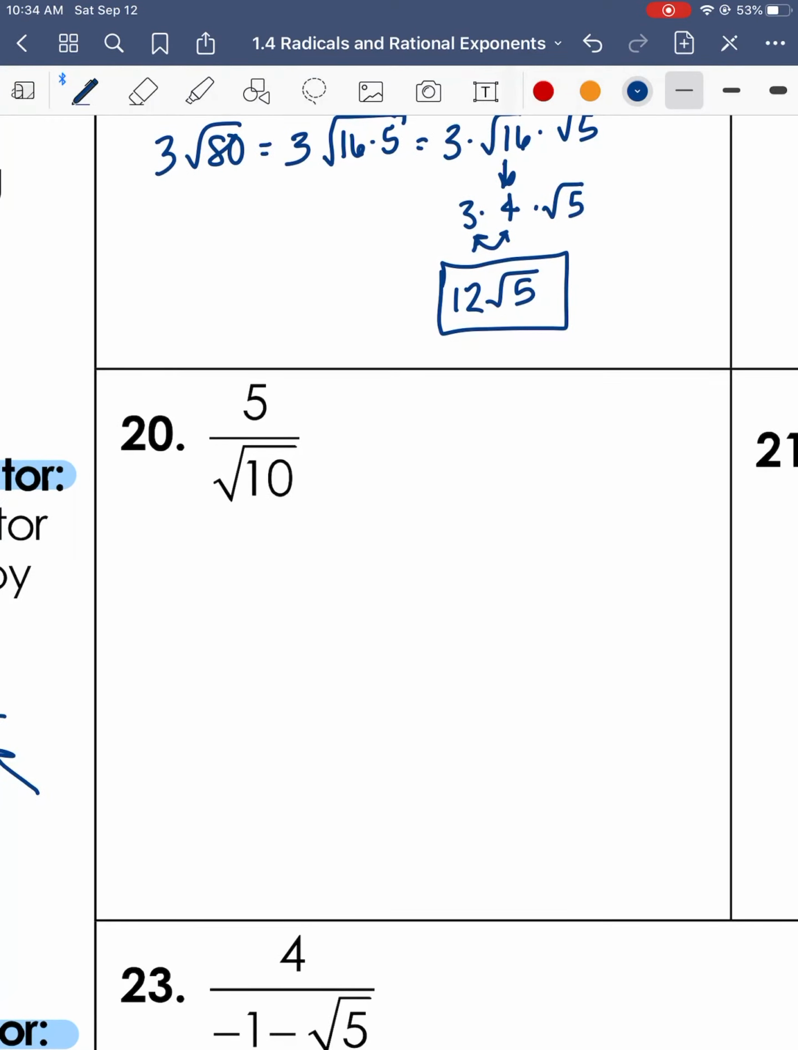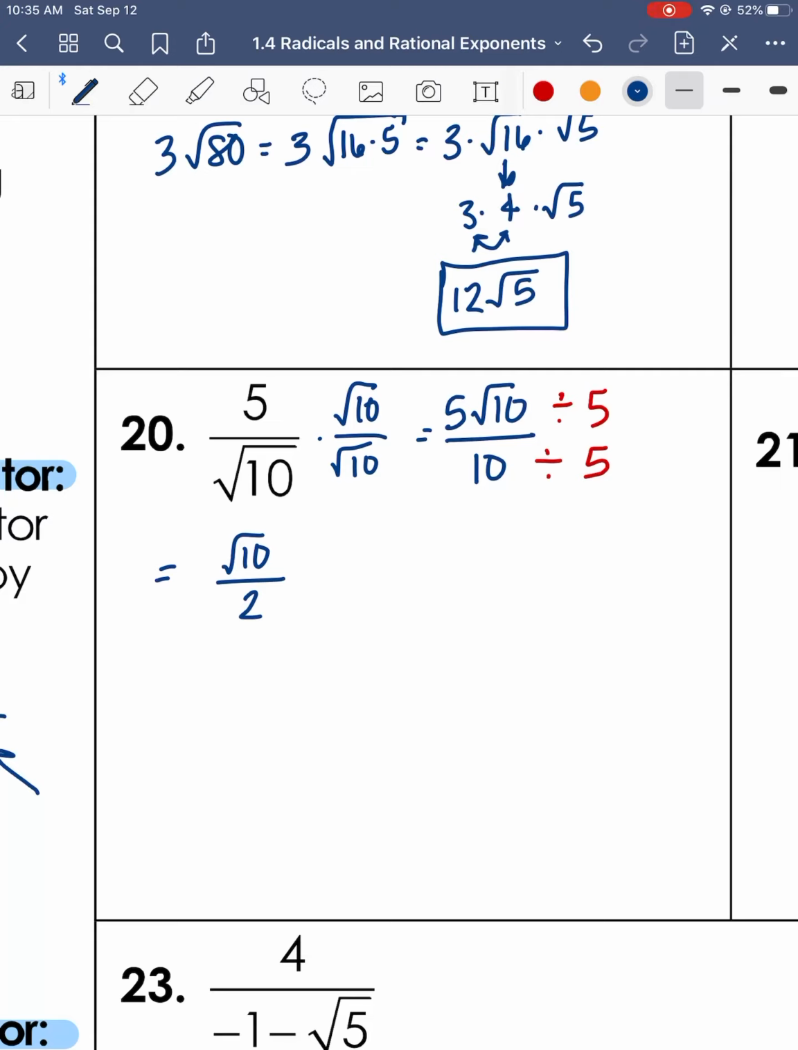So this is a situation where we don't have radicals in the numerator and denominator, just in the bottom. So we are going to multiply the numerator and the denominator by the same radical. So we're going to multiply by root 10 over root 10. Okay, so in the numerator, we're just going to have 5 root 10. On the denominator, we're going to have 10. Those coefficients, we can divide both the numerator and the denominator by 5. That's going to give us root 10 over 2.